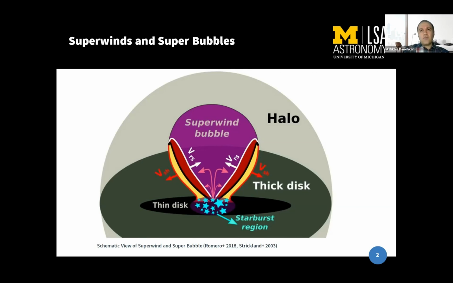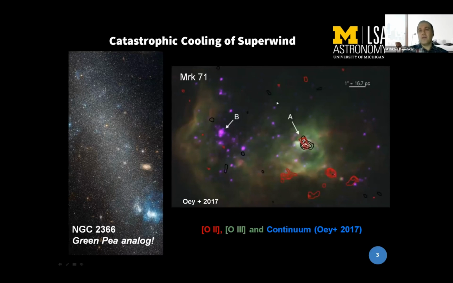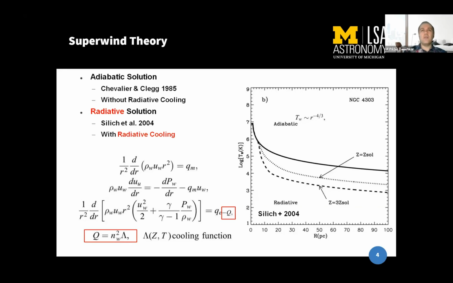In some of the superwinds in starburst galaxies, we see suppression of the superwinds and also strong radiative cooling, which cannot be explained clearly. In this work, I did hydrodynamic simulations of superwinds and superbubbles. These simulations are based on the adiabatic analytical solutions by Chevalier and Clegg, developed in 1985, and later the radiative solution developed by Silich in 2004, in which they included radiative cooling.